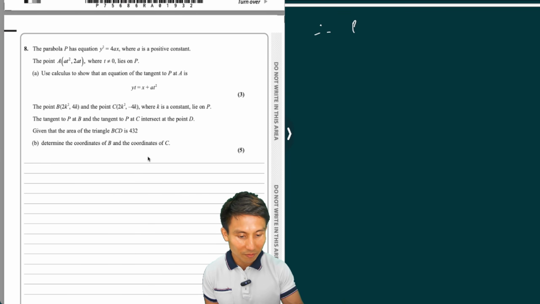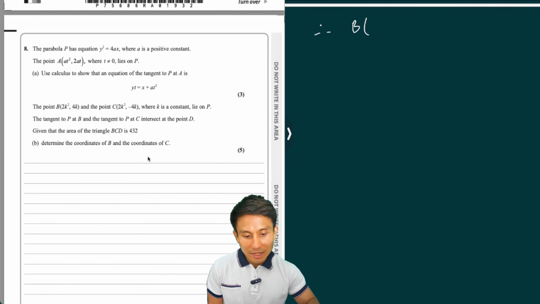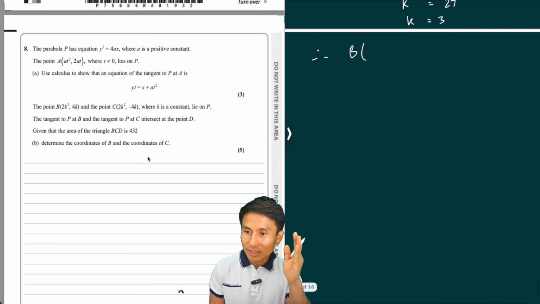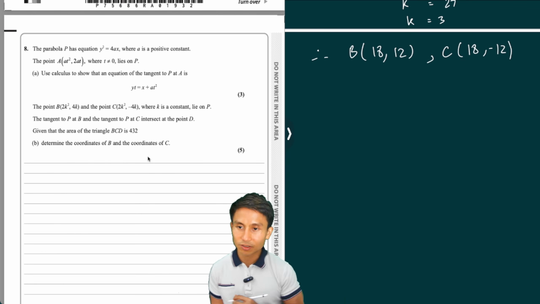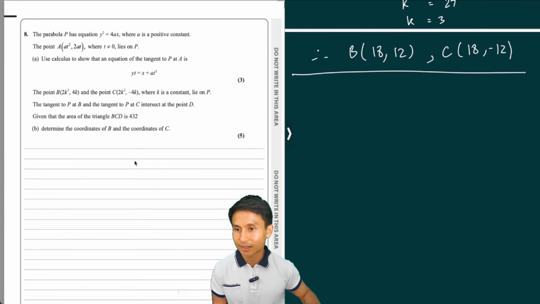So therefore, k is 3. So 3 squared is 9. 9 times 2 is 18. 3 times 4 is 12. And then c would be also 18 minus 12 because it's just the opposite. All right, so that's done for question 8.